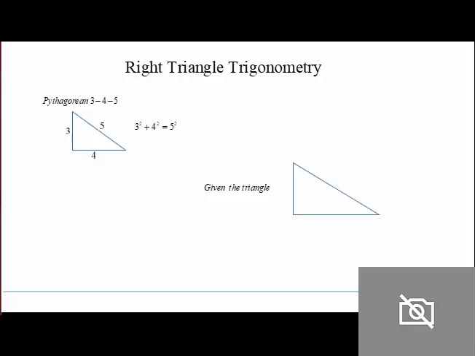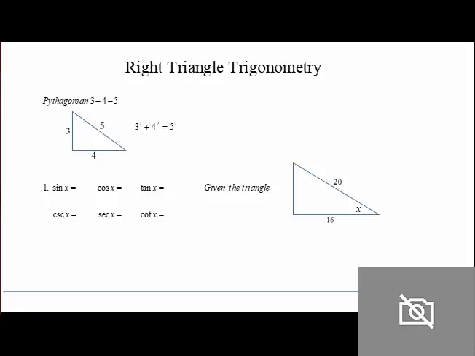Say that you are given a right triangle with measures 16, 20, and angle x. We call it a reference angle. We need to find all 6 trig values: sine, cosine, tangent, and the reciprocals cosecant, secant, and cotangent.